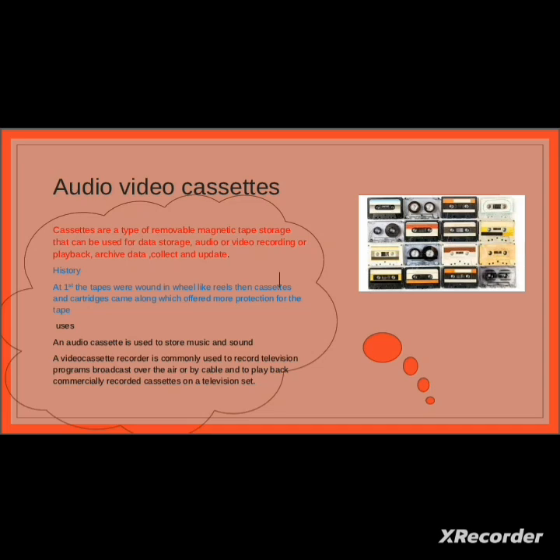At first, the tapes were wound in wheel-like reels, then cassettes and cartridges came along which offered more protection for the tape. Now, the uses of audio and video cassettes. Audio cassettes are used to store music and sound. A video cassette recorder is commonly used to record television programs broadcast over the air or by cable and to play back commercially recorded cassettes on a television set. Sets require special devices to be played and recorded.